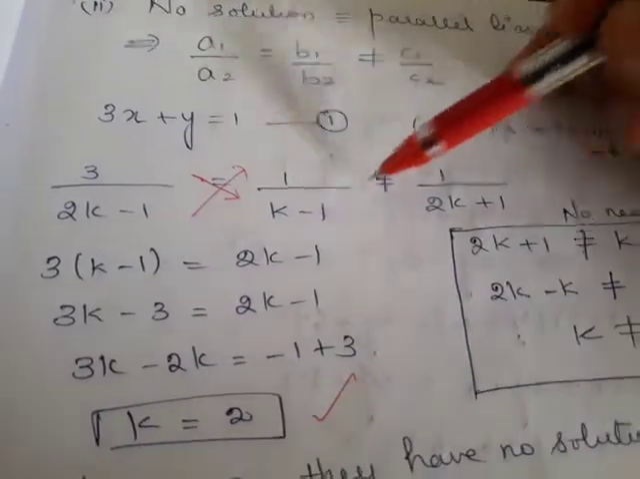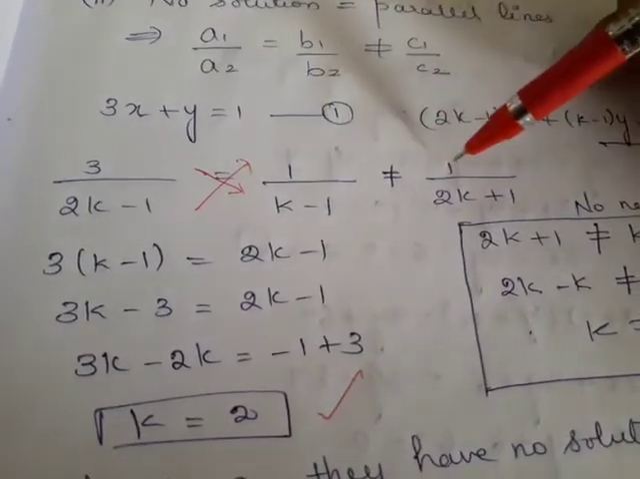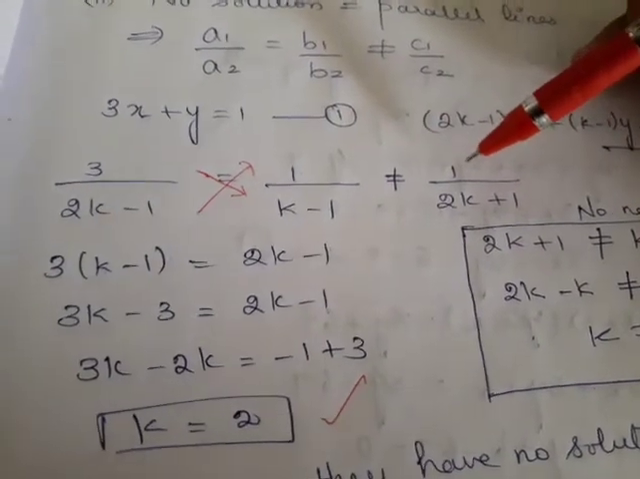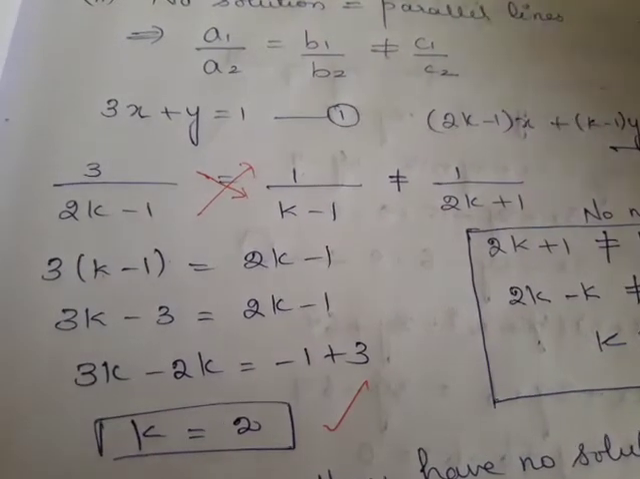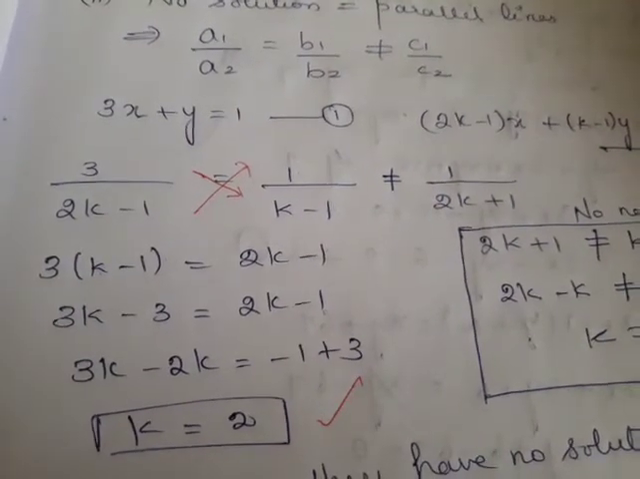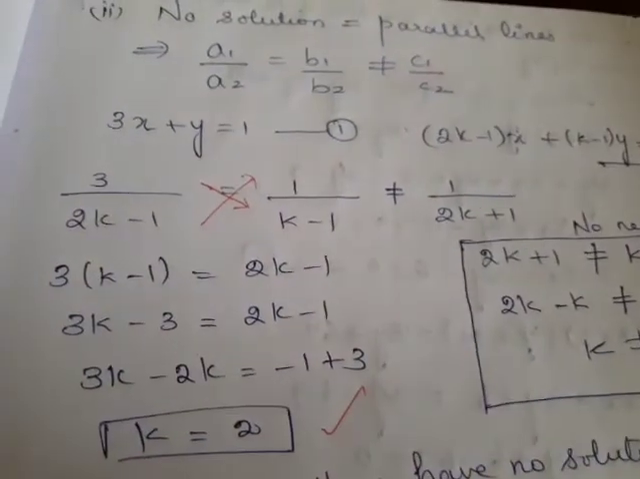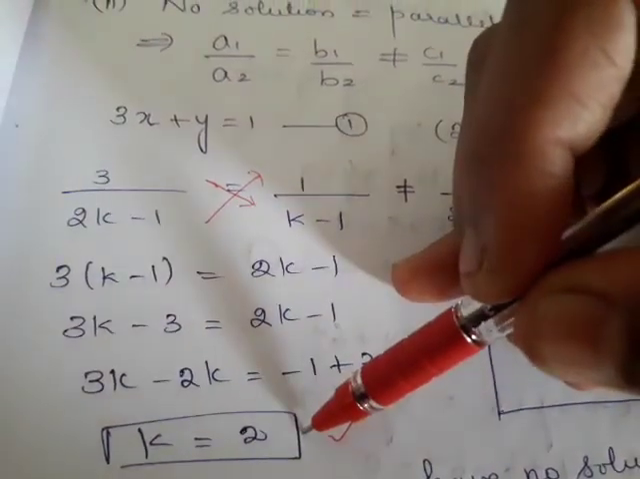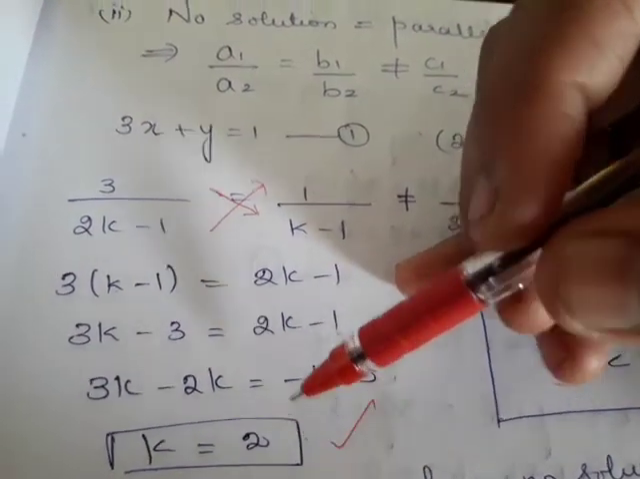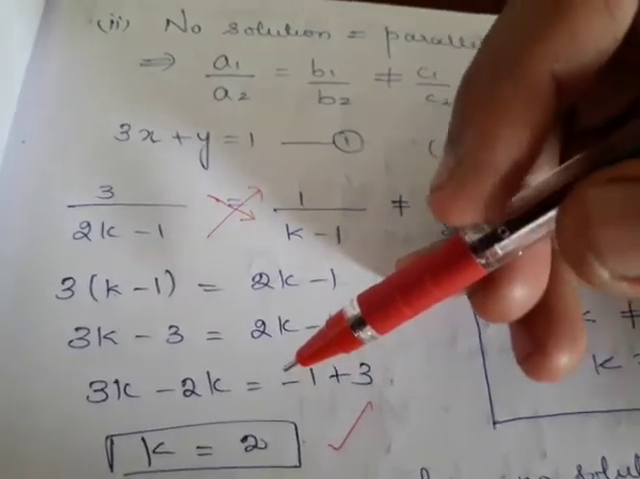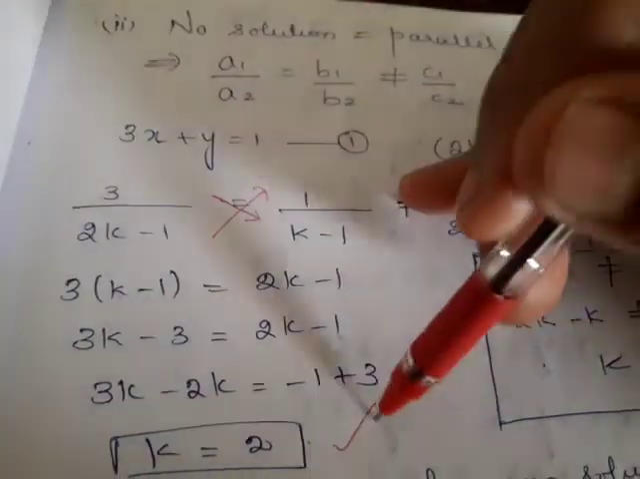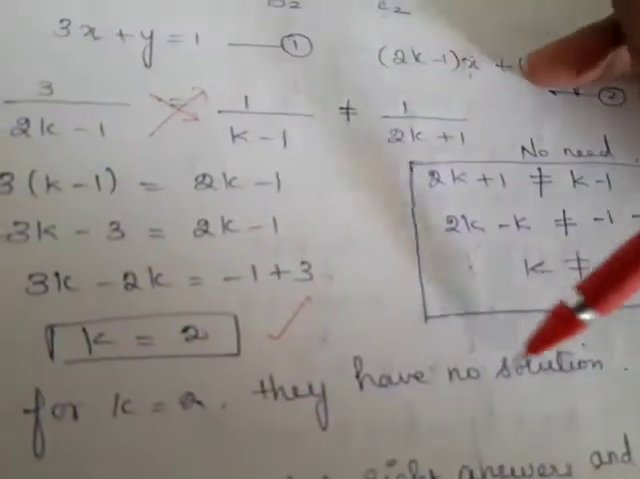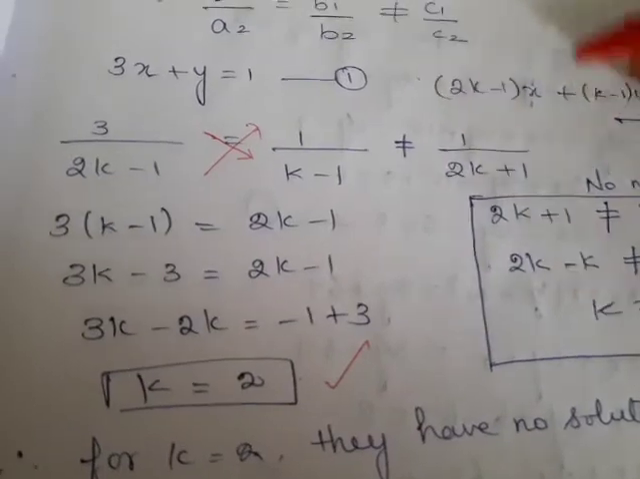You don't need to bother about these two because they are not equal. We are not bothered about the value of k which should not be, right? They asked for what value of k they don't have any solution, right? So for the value of k equal to 2, the pair of given equations has no solution. So you can stop with this; you don't need to bother about these two. So you can write, for k equal to 2, they have no solution, right?